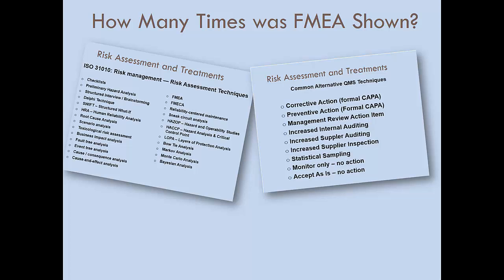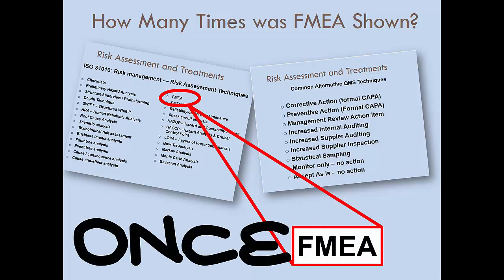But how many times in 31010 did they mention FMEA? Only once. It's only mentioned once. So all the articles out there that are going to tell you to use FMEA, and all the auditors and the registrars are going to tell you to use FMEA, they're ignoring this whole host of virtually unlimited ways that you can manage negative risk. And of course, they're ignoring entirely how you're going to measure positive opportunity.